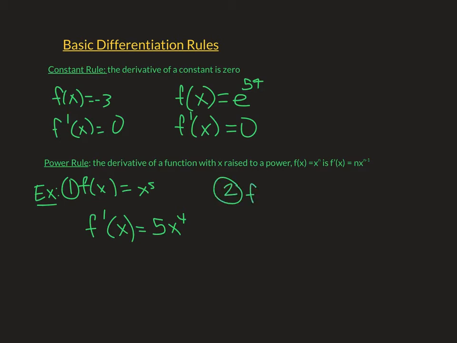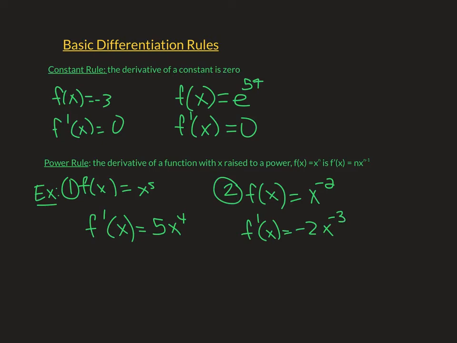So you move the 5 in front, and then you subtract 1 from the 5, and you get 4. Similarly, if you have x to the -2, you are going to move the -2 in front, and then you're going to subtract 1 from the -2, and then you get -3.